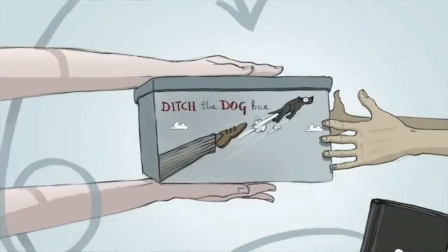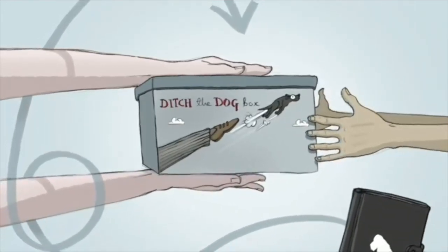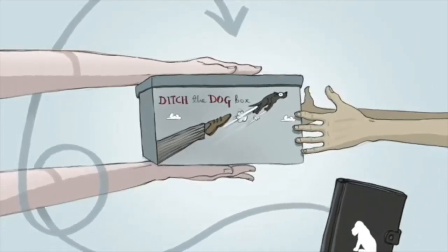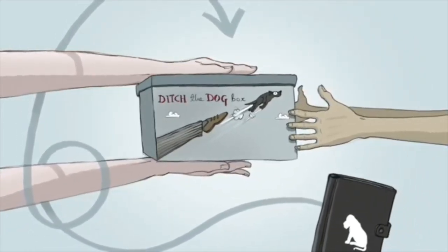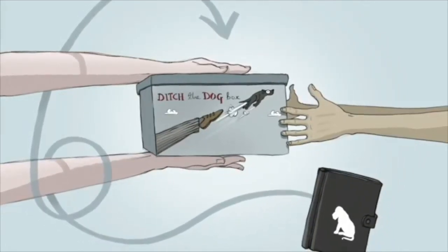Make them a ditch the dog box. Encourage them to fill it with favourite photographs, letters, or anything that reminds them of what's good in their life. Include a dog journal. Here they can plot how they're feeling, acknowledge progress, record the things they're grateful for, and set doable goals.